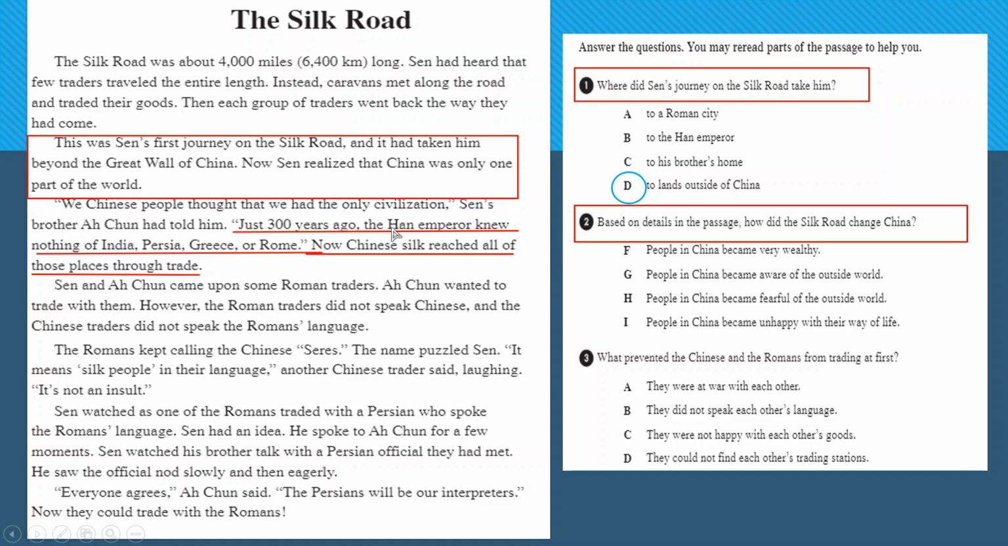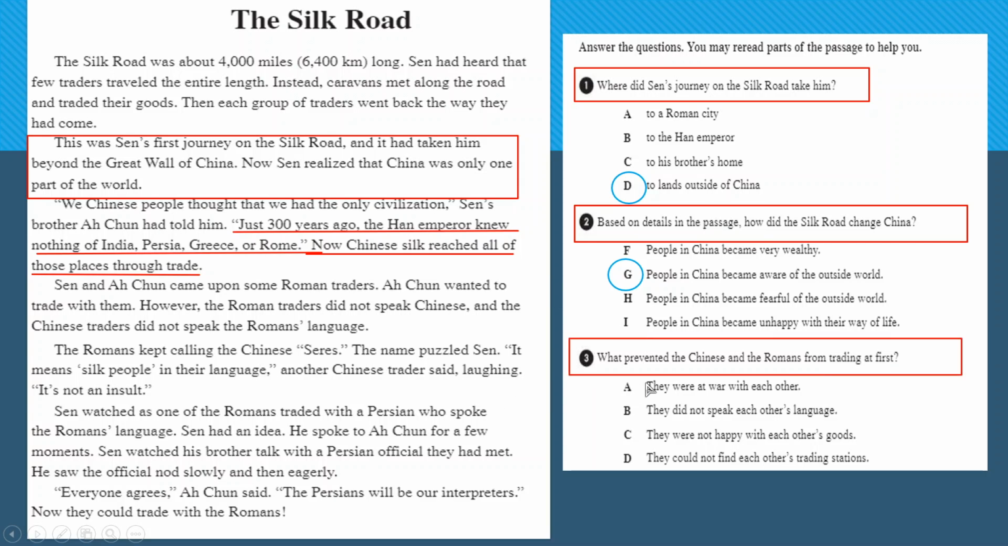So what is the advantage of the Silk Road to China? The answer here is letter G. People in China became aware of the outside world. Now again, that's a very, very easy question if and only if you knew what the question was all about before reading. So remember to read the question first.